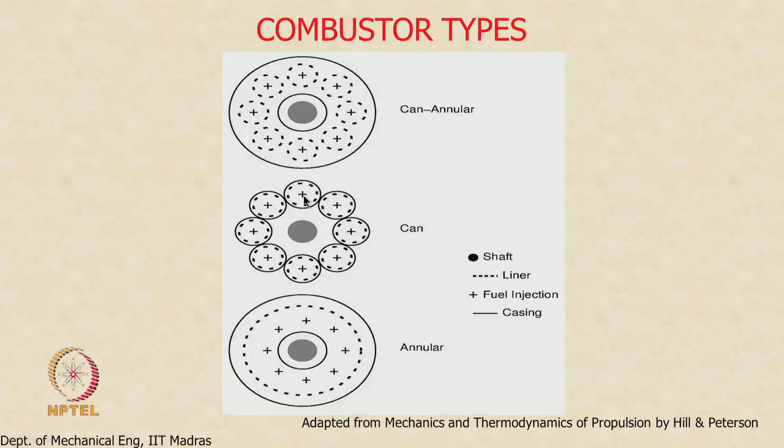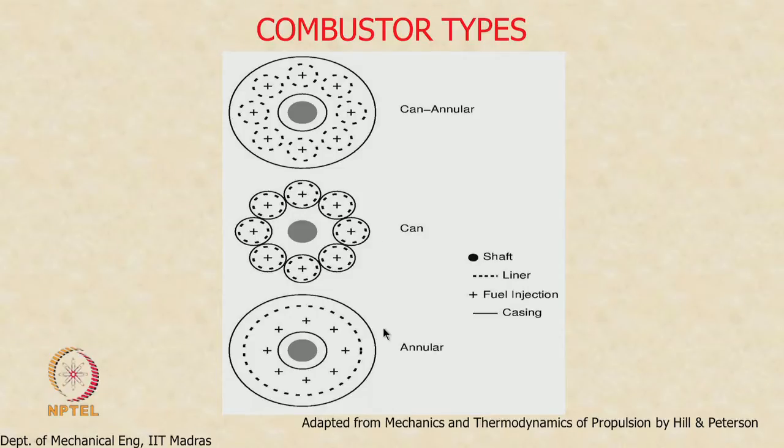So the air from the compressor comes in like this. You have a can like this, and the air from the compressor comes into each one of the cans. Right? So that is the can design, which was used initially during World War II. In the early years of aircraft turbojet engines, this was the design that was used.